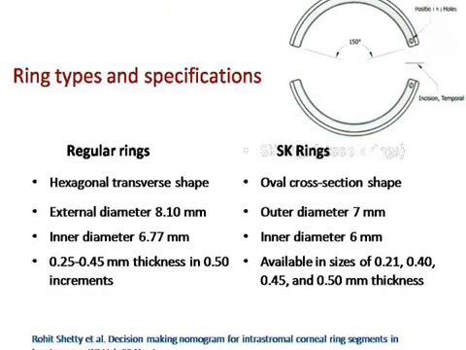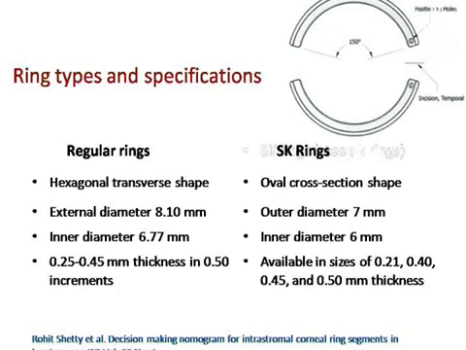There are two types of INTACS ring. One is a regular ring, the other is an SK ring. Regular ring has a hexagonal cross-sectional shape, whereas the SK ring has an oval cross-sectional shape. Regular rings have an external diameter of 8.1 mm and inner diameter of 6.7 mm, whereas SK rings have an outer diameter of 7 mm and inner diameter of 6 mm.